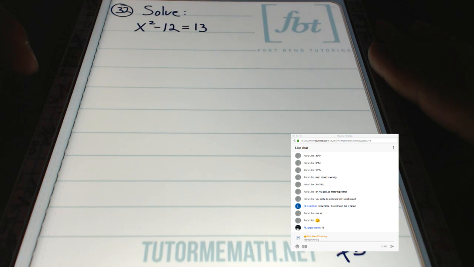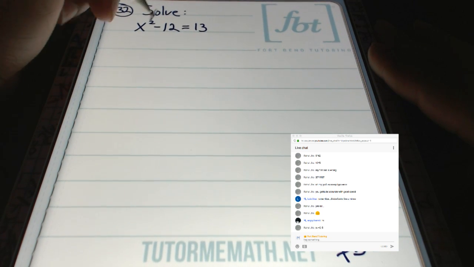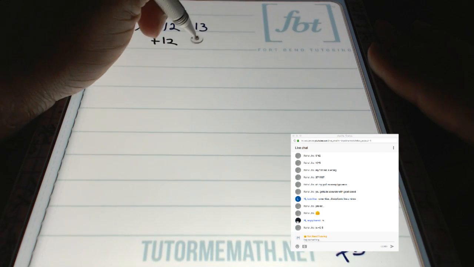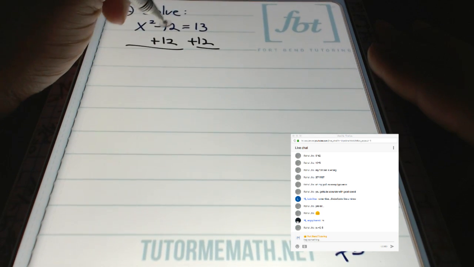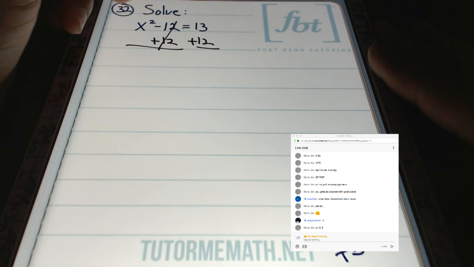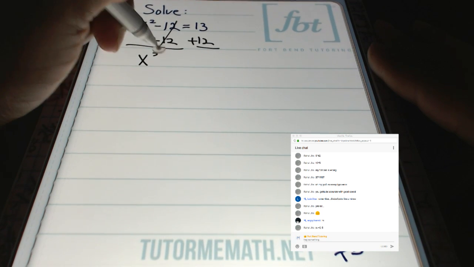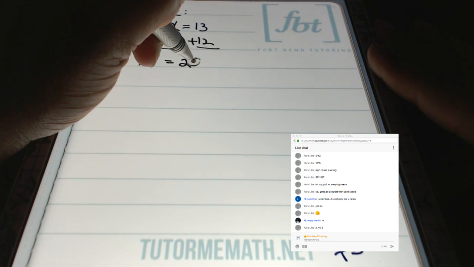All right, so we can't use the difference of squares as an opportunity to solve this problem here. So we're going to see what we can do just using the radicals, taking the square root of both sides. We're going to start out by adding 12 to both sides of the equal sign. This will give you x squared equals 25.